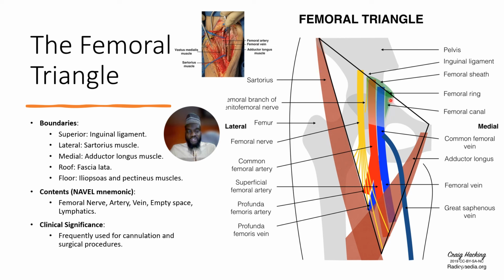So what's the content of the femoral canal now? Remember, we said the content of the femoral triangle includes navel, empty space, and then lymphatics. Those lymphatics are actually contained within the femoral canal. So the femoral canal is the most medial component of the femoral sheath, followed by the femoral vein and then the femoral artery. The femoral nerve is not within the femoral sheath.